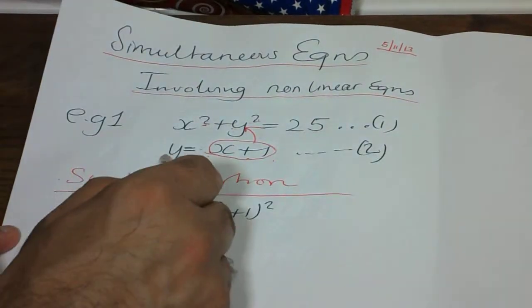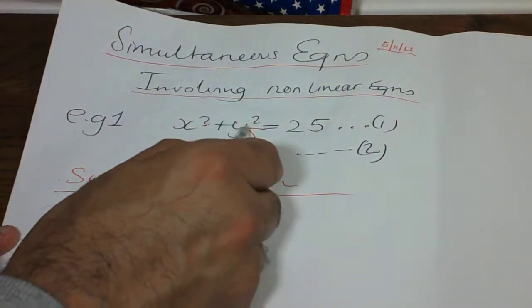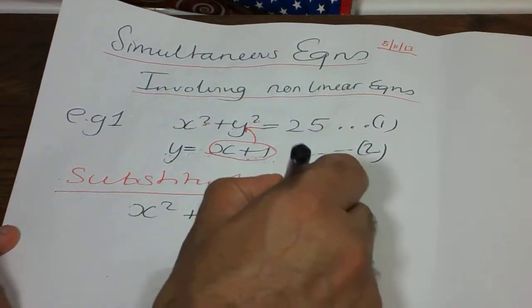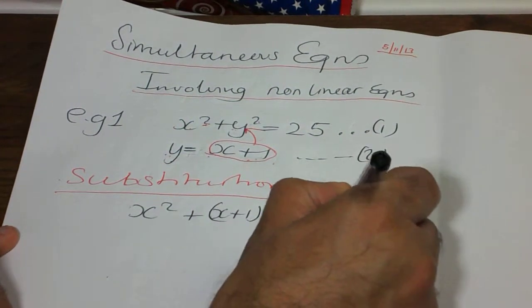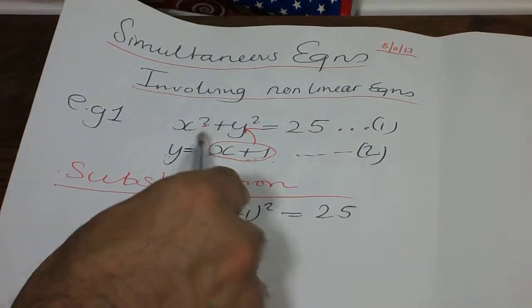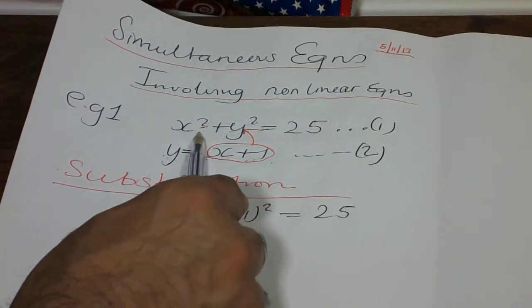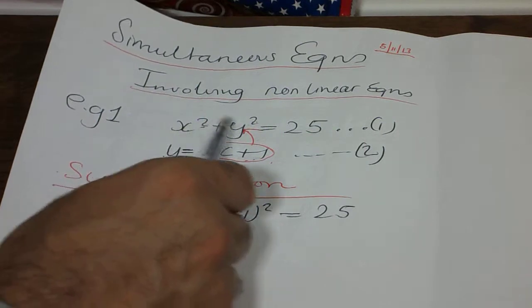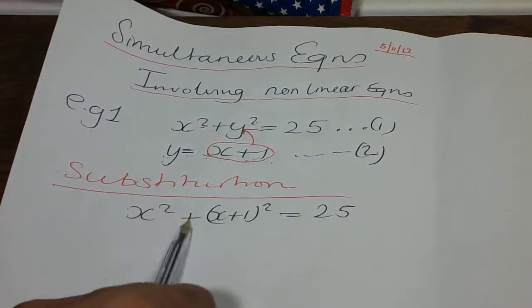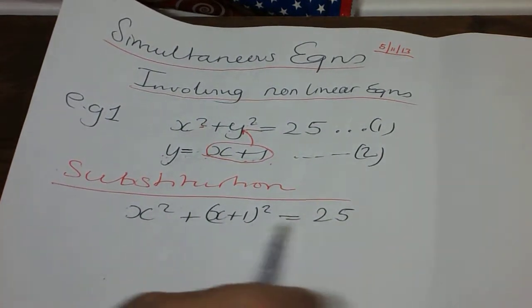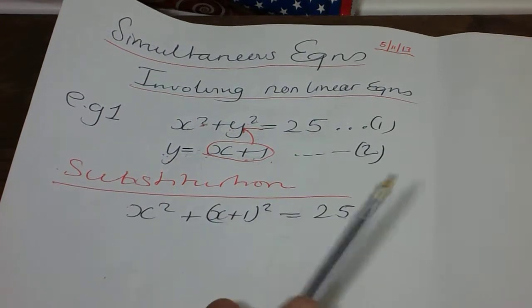Why is that? Because y is equal to x plus 1. So we replace that y with x plus 1. And then we square it, and that equals 25. So now, if you look, the top equation has been transformed into x squared add x plus 1 squared. So now everything is in terms of x.